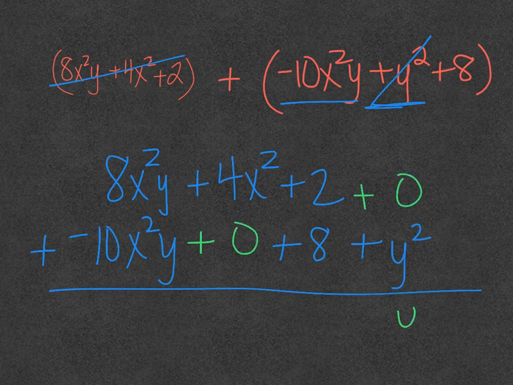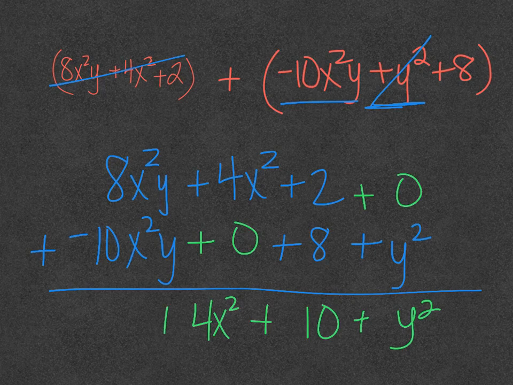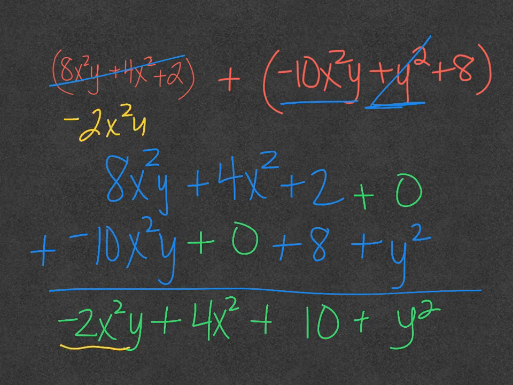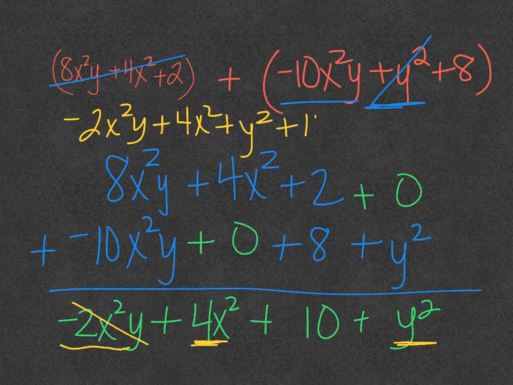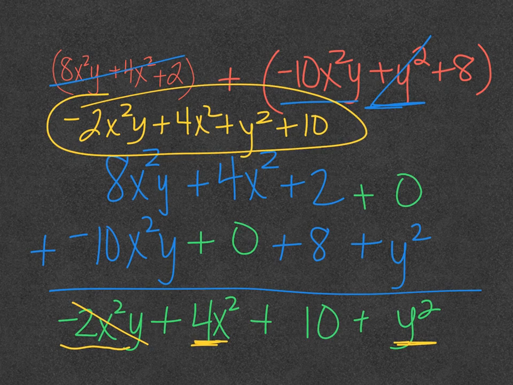So when I add this up going vertically, I get y squared here. I get 10 here. I get 4x squared here, and then I get negative 2x squared y. Now the only thing you have to do at the final part is write this in standard form. The greatest degree would be this one, so I'm going to write it up here, negative 2x squared y. The next greatest degree would be, these both have squareds, so I'm going to go alphabetical: plus 4x squared, plus the y squared, and then plus the 10. And there is my final answer in standard form. So tomorrow we're going to get into subtracting, and then we're going to get into some application problems with this as well.